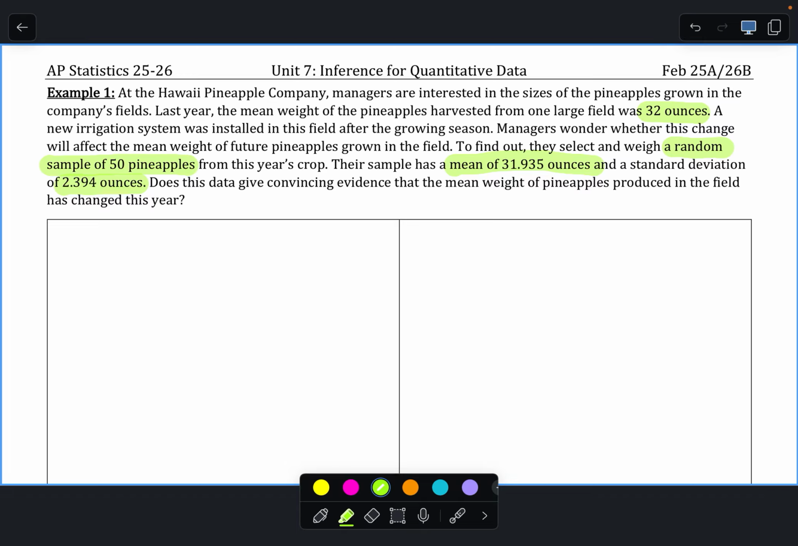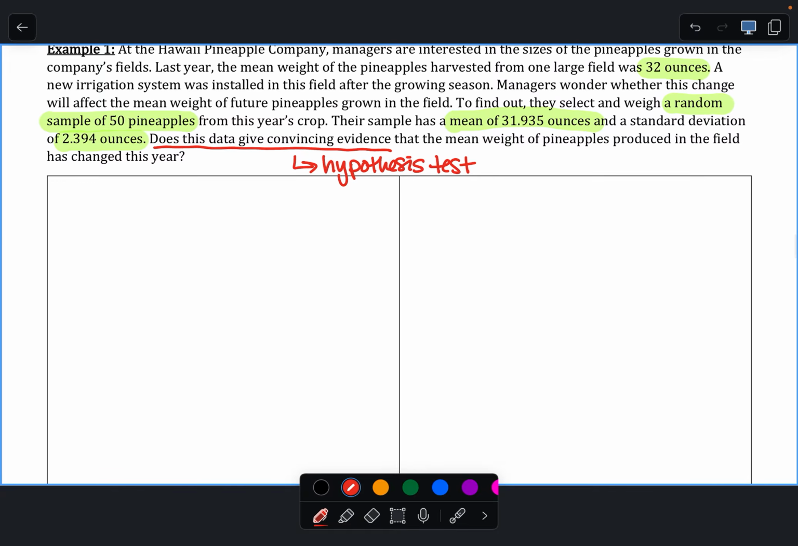Does this data give convincing evidence? And this line I'm always going to highlight because I want you to know, if you see this, you are doing a hypothesis test. Usually it's just, do you have enough evidence to go against what they are saying? And that is the whole nature of a hypothesis test in general. Do they have enough evidence that the mean weight of pineapples has changed? So the big key word here is changed. They don't necessarily care, was it higher, was it lower? They just want to know, is it different from the 32 ounces we believe it to be last year?